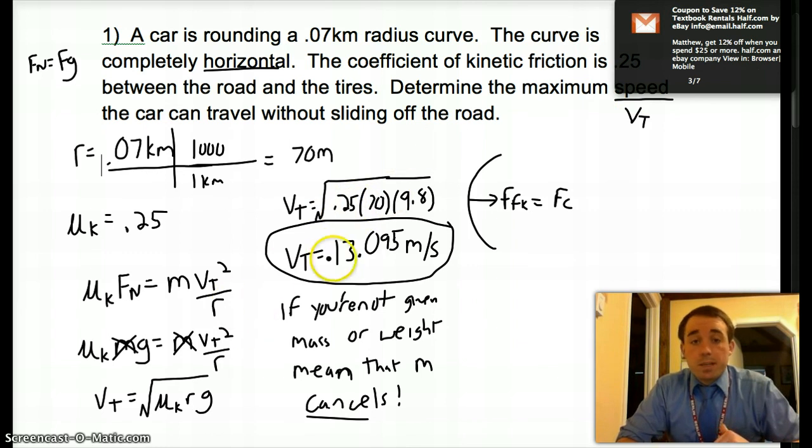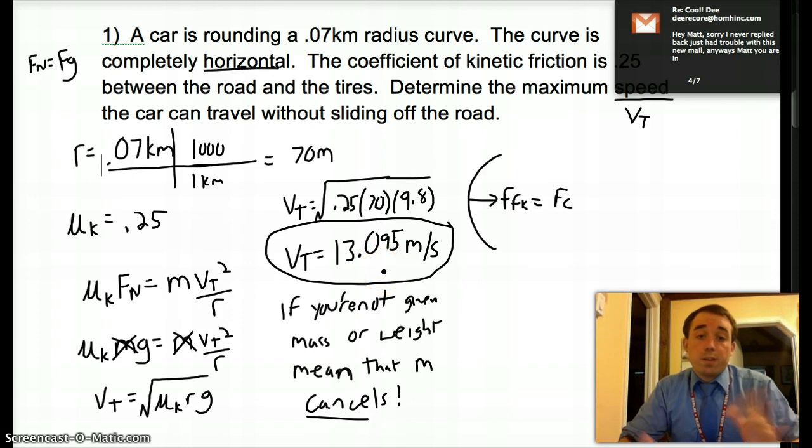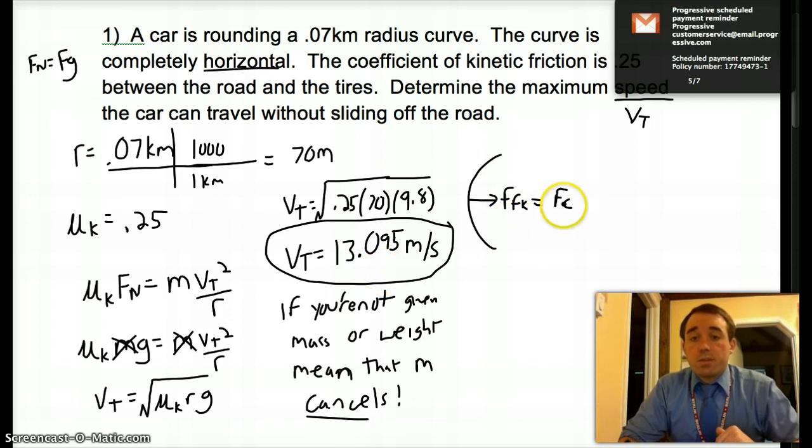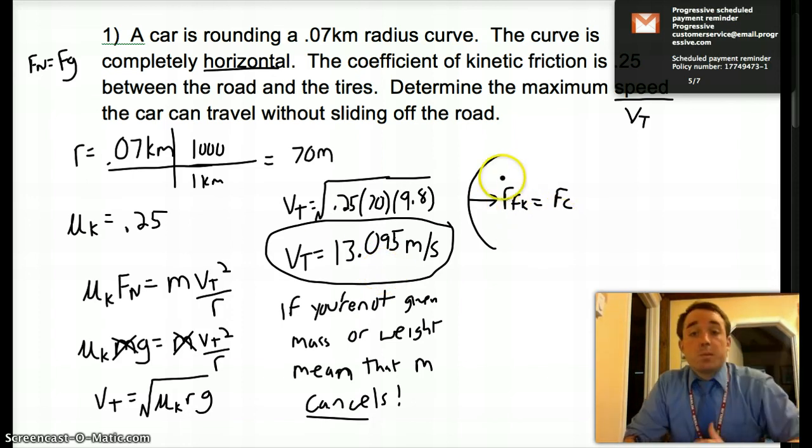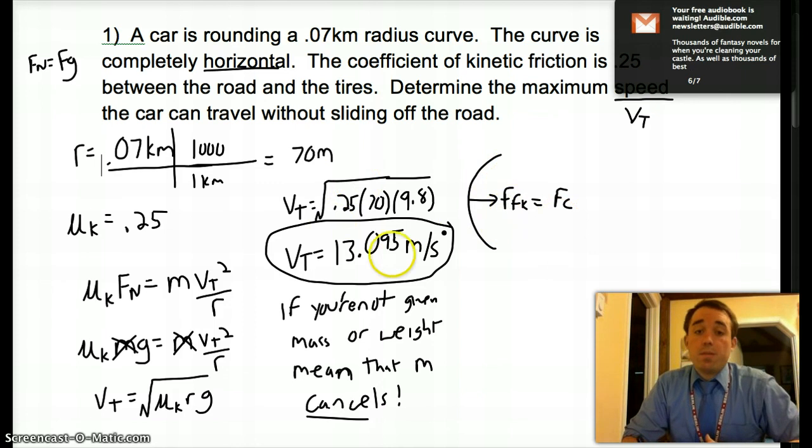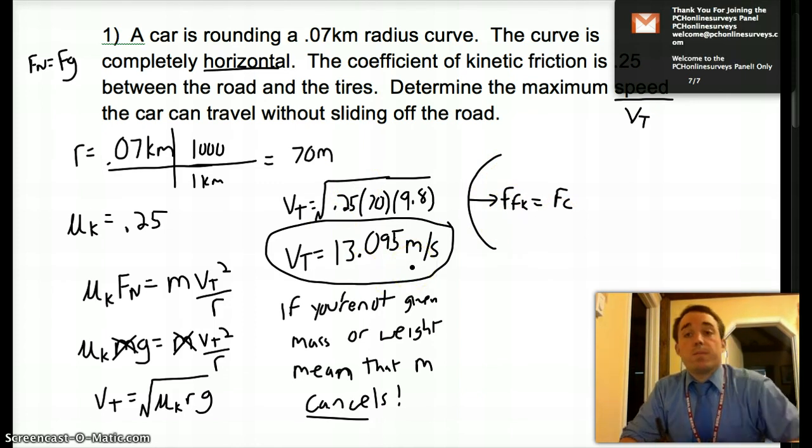So maximum speed. Anything faster than this, that means that you have broken friction, because we initially set our friction force equal to our centripetal force. And this is the maximum amount of friction we can have. So anything faster than that, you're going to slide right off the road, which is kind of cool.